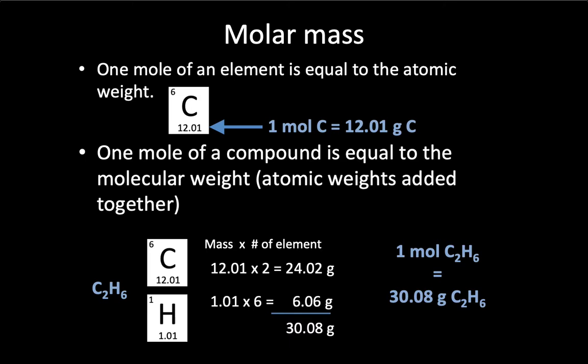So that's how we can compare different masses. It's kind of like the carbon might be like our tennis balls and the ethane might be like our bowling balls. There's the same number of them, 1 mole of them, but they have different masses.